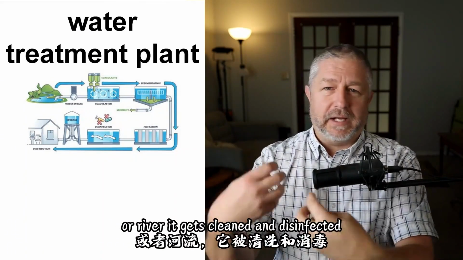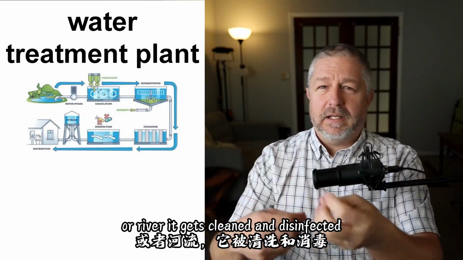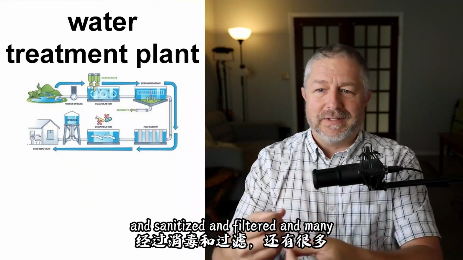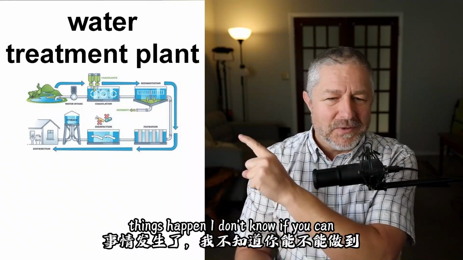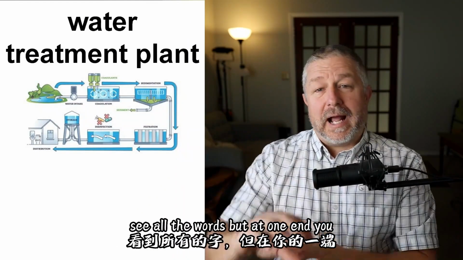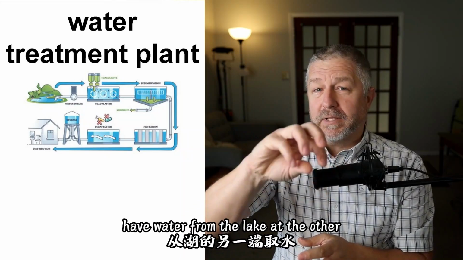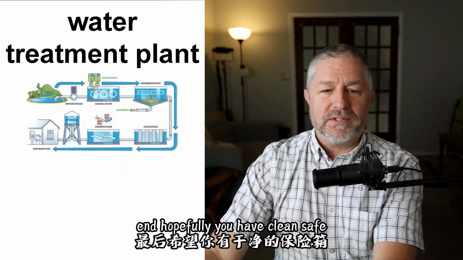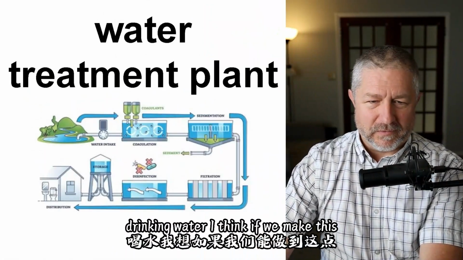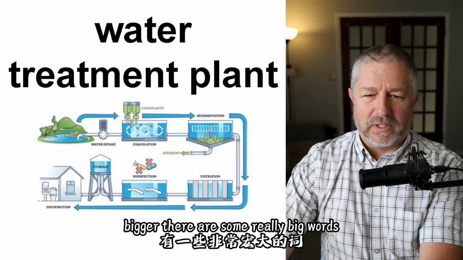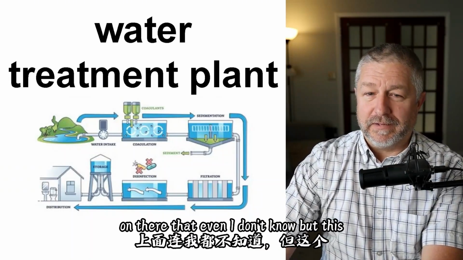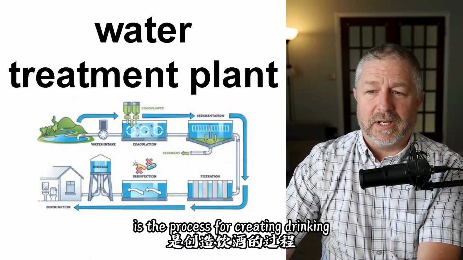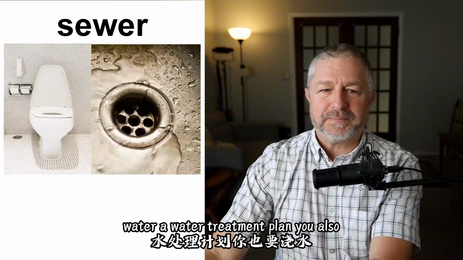They take it from a lake or river. It gets cleaned and disinfected and sanitized and filtered, and many things happen. I don't know if you can see all the words, but at one end you have water from the lake. At the other end, hopefully you have clean, safe drinking water. I think if we make this bigger, there are some really big words on there that even I don't know. But this is the process for creating drinking water, a water treatment plant.